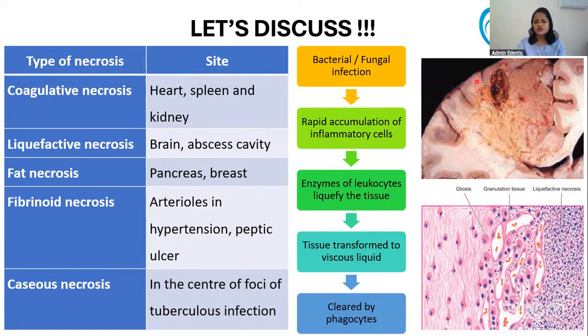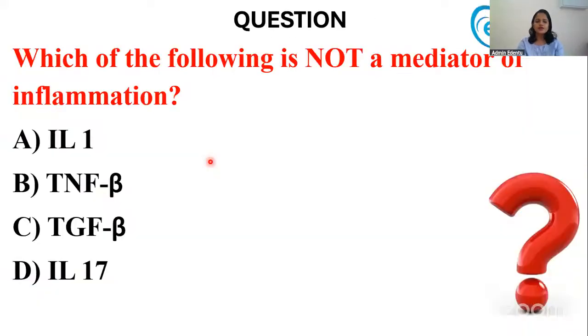This is the gross picture of liquefactive necrosis of the brain. You can see this localized area here that shows the liquefactive necrosis, and this is the biopsy picture of that same area. You can see that the area of necrosis is largely surrounded by lots of inflammatory cells and blood vessels, and since it is the brain, glial cells are also seen. So remember the locations of necrosis. Usually in heart, spleen, and kidney, you see coagulative necrosis, whereas in brain, it is usually liquefactive necrosis only.